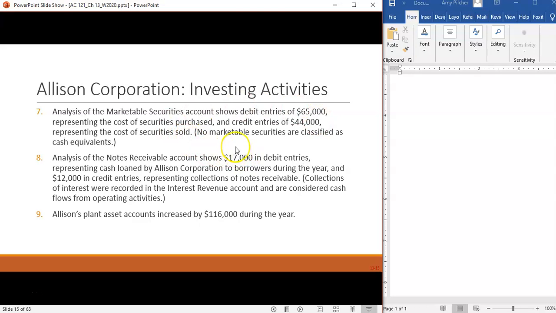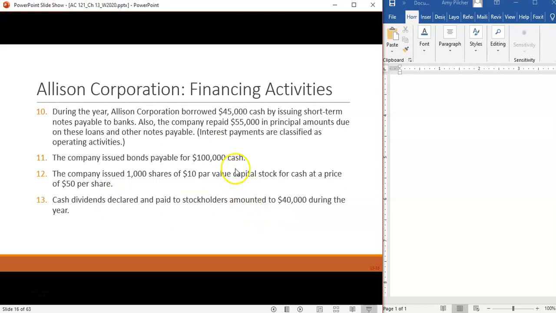Additional investing activities information. So we have marketable securities account changes, notes receivable changes, and plant asset changes. And then our financing activities section, we borrowed a short-term note, we repaid amounts due on our notes payable, we issued bonds, we issued shares of stock, and we have a cash dividend declared and paid to stockholders during the year.